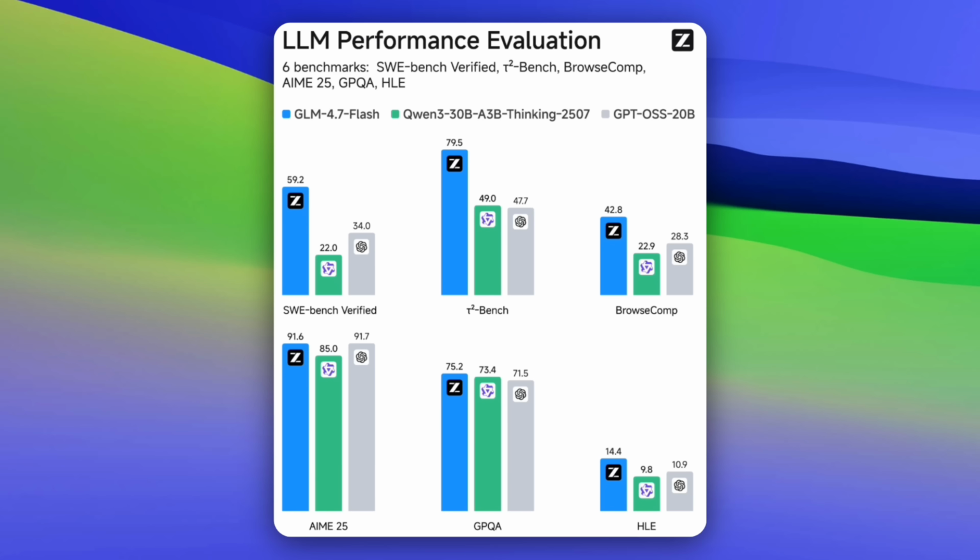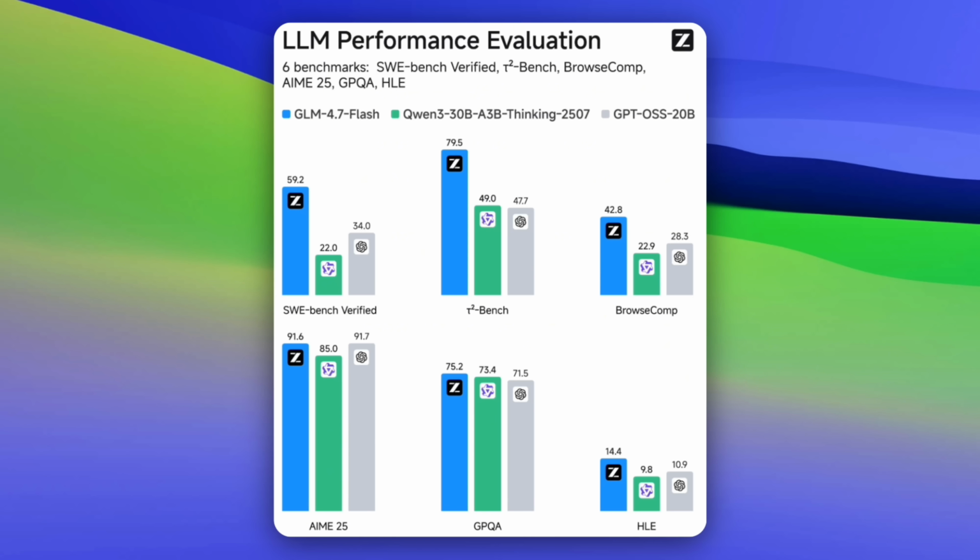All right, let's talk about the actual benchmarks, because this is where it gets interesting. On AIME 2025, which is a math competition benchmark, it scores 91.6%. That's comparable to what you would see from GPT models. For reference, Qwen3 30B A3B Thinking gets 85%, so GLM is ahead there.